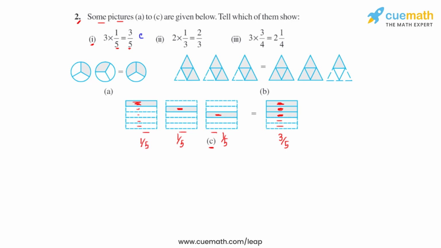Now coming to the second bit, we have 2 times 1/3. That is, there will be 2 figures. Each figure will have 3 parts, of which one is shaded. And if we put them together, we'll have 2/3.